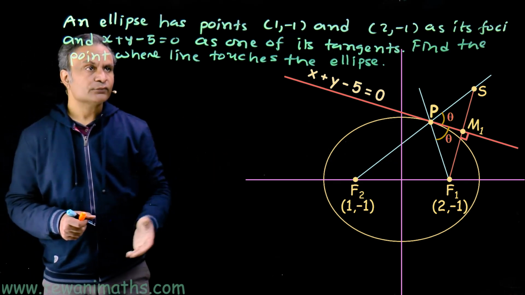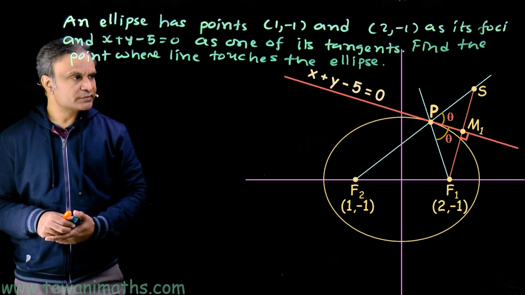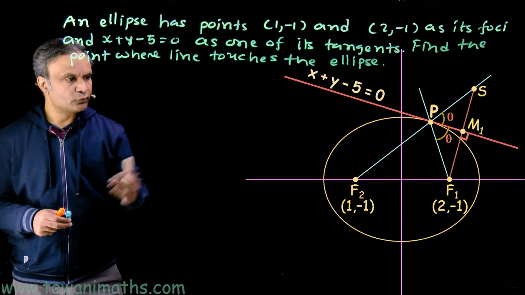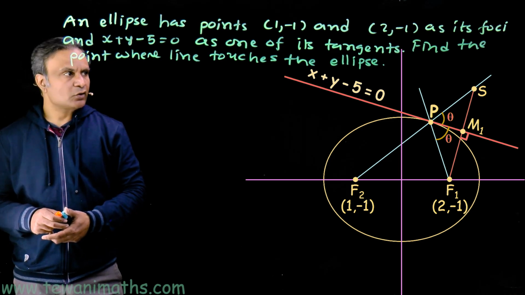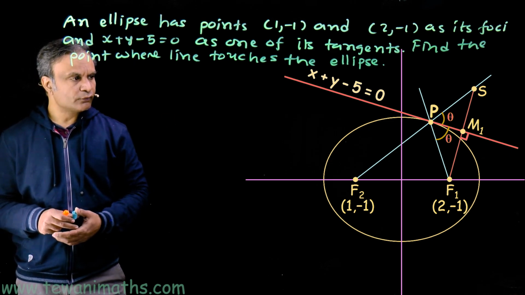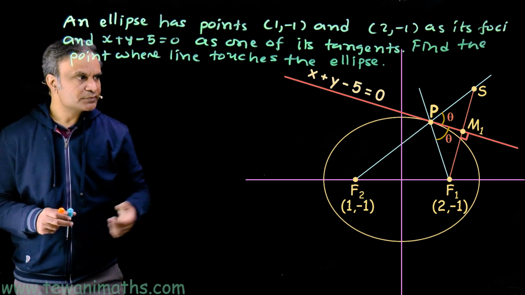Now the foci are (1, -1) and (2, -1). Point F1 has coordinates (2, -1) and F2 has coordinates (1, -1). Now point S is the reflection of focus F1 in the tangent line. This line touches the ellipse at point P.